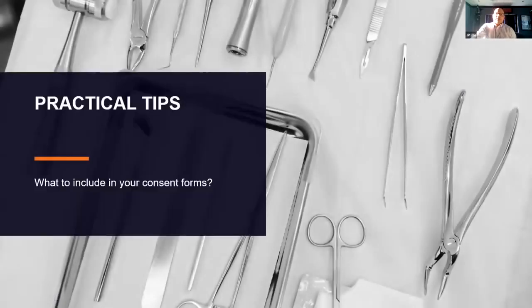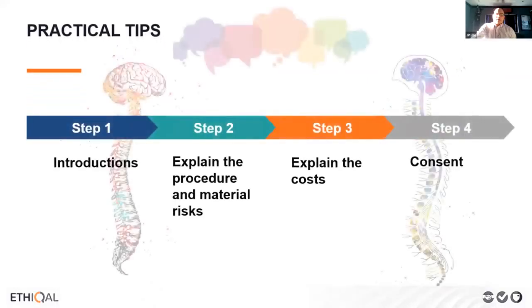Now let's look at some of the practical tips. So generally, I see informed consent or informed decision-making in 4 steps. Introductions, explaining the procedure and material risks, explaining the costs, and then lastly, taking the actual consent. Now, this is just one proposed way of doing it. I know many practitioners have their own way of doing it, and what works for them is often fine.